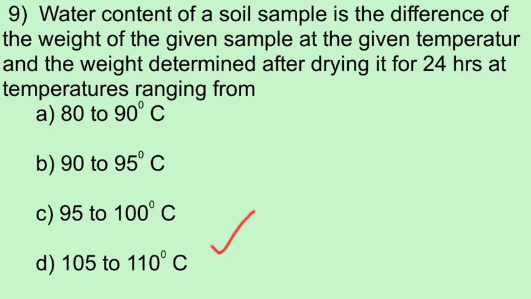Water content of a soil sample is the difference of the weight of the given sample at the given temperature and the weight determined after drying it for 24 hours at a temperature ranging from 105 degrees Celsius to 110 degrees Celsius.